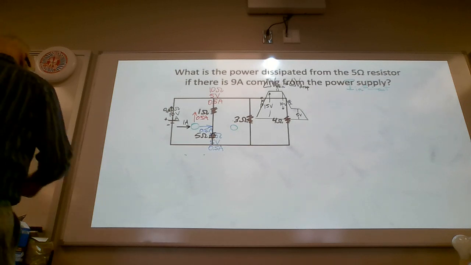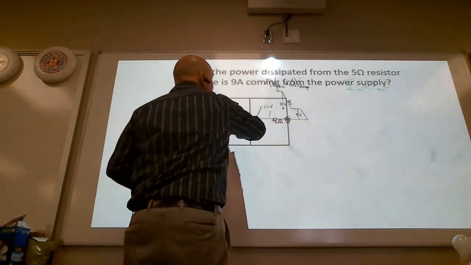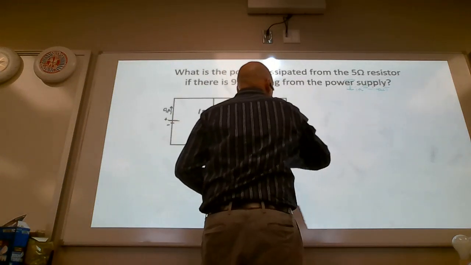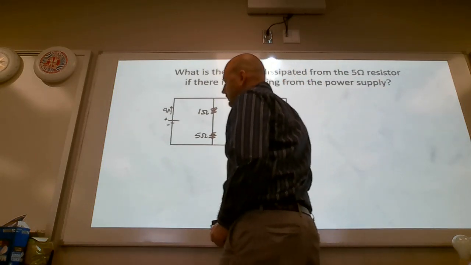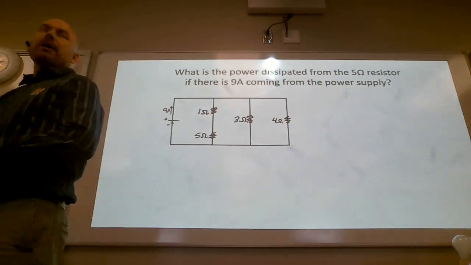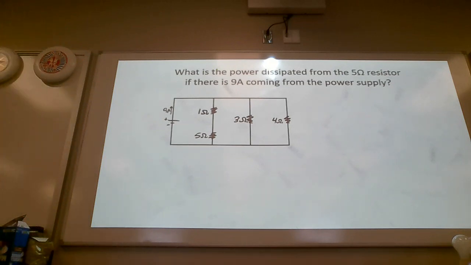I want to know the power dissipated by the 5 ohm resistor. I'm going to give you a head start. What you're trying to do is find the voltage across the 5 ohm resistor first. I'm going to give you a head start, and then I'm going to follow up and give you checkpoints along the way. Go.